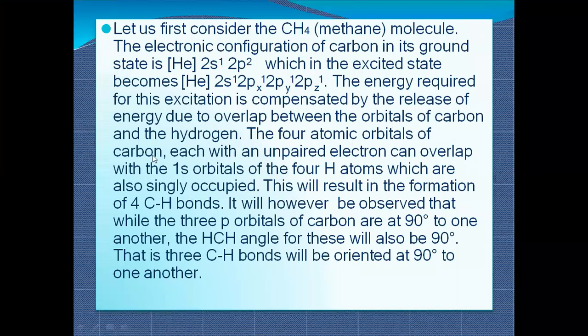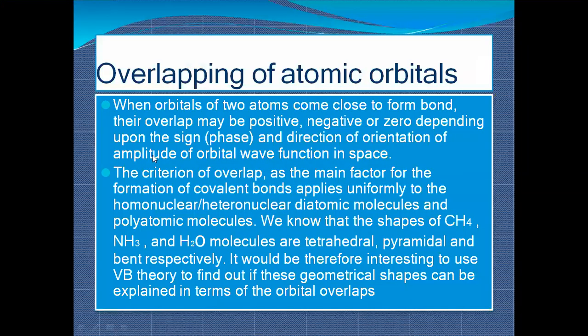So now let us talk about the overlapping of atomic orbitals. So when orbitals of two atoms come close to form a bond, their overlap may be positive or negative or zero, depending upon the sign or phase and direction of orientation of amplitude of the orbital wave function in space. So what happens when atomic orbitals come closer to each other to form a bond?